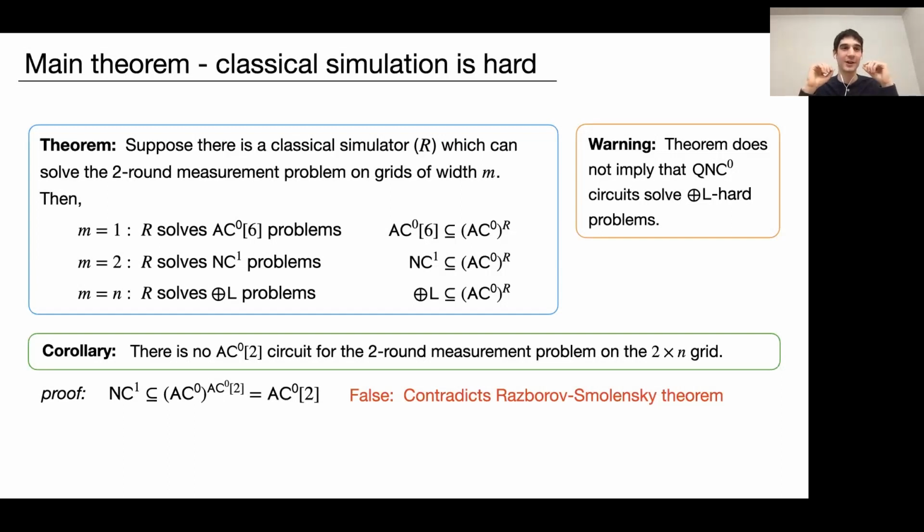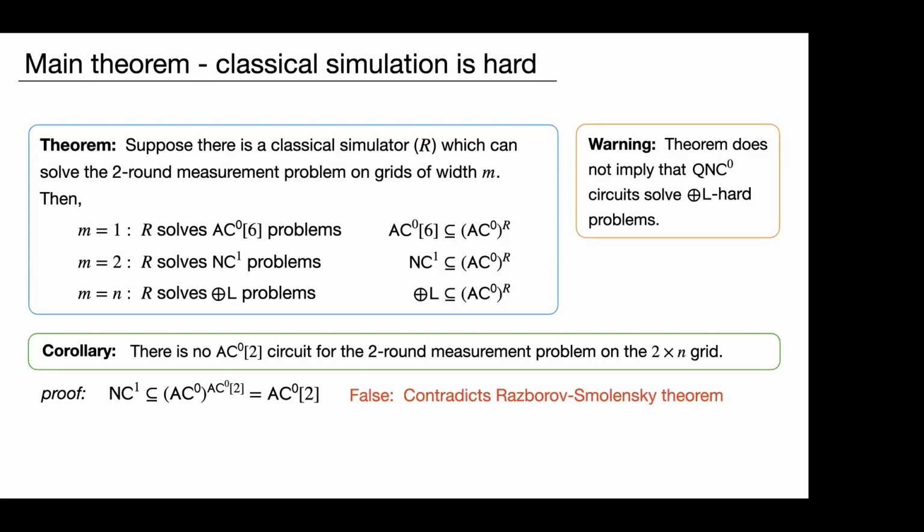But on the other hand, if you have a thin grid, like a 2 by n grid, so it's very long but thin, these measurements are slightly easier to make, but you can still show that if you had a classical simulator for measuring such a grid state, then you could use it to solve NC1. Okay, so it's m by n, and in this case, m equals 1 means it's 1 by n. Exactly. Yeah.